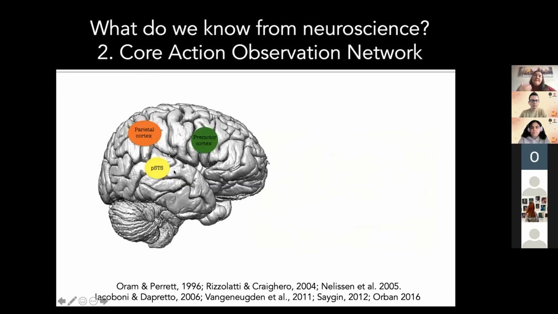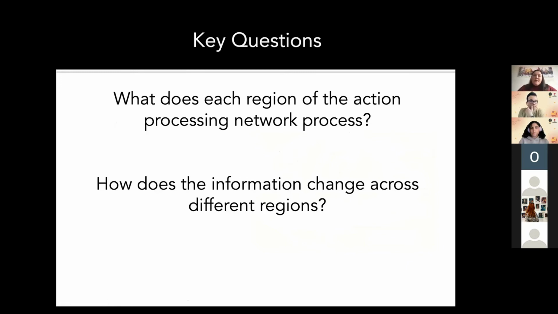Okay, and there's a second line of research that focuses on brain regions that are beyond primary visual cortex, or early brain regions, and they focus on what we call the core action observation network, or core action perception network. And this network consists of these three regions: posterior STS, some regions in parietal cortex, and some regions in premotor cortex. So cognitive neuroscience research so far has revealed these are the important regions that process actions, but there are some key questions that haven't been addressed.